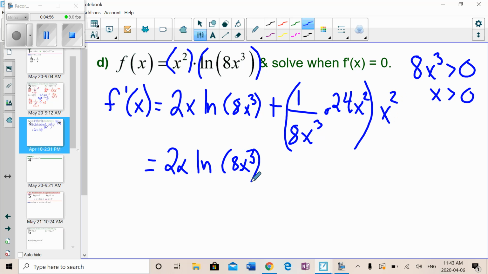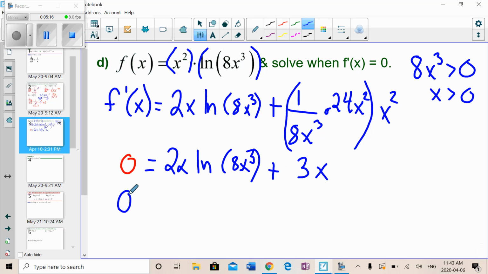Here the 8 and the 24 make a 3, and then on the top you have an x to the 4, and on the bottom you have an x cubed, so it's just plus 3x. Now, don't forget this question is actually about setting the first derivative equal to 0 and solving.